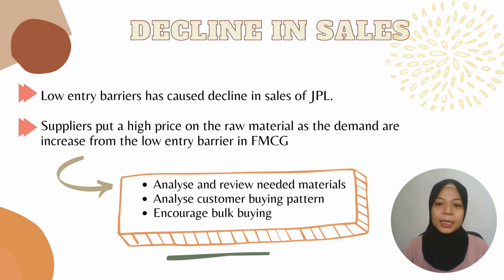The first issue under production and services functions is due to the low entry barriers in the fast-moving consumer goods industry. The customers now have multiple options to choose from, which has impacted GPL as their number of sales are declining. On top of that, the existence of multiple new FMCG companies has also affected the production costs as suppliers try to sell raw material at a higher price due to increased demand.